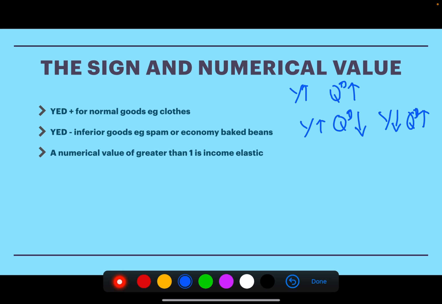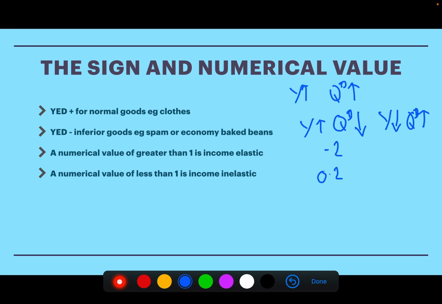All right, now if the numerical value is greater than 1, so that could be -2, it would be an inferior good, but the magnitude would be greater than 1. That would be income elastic. And if the numerical value is less than 1, so it might be 0.2, then that is called income inelastic. If you've got a high value for YED, so maybe 2 or 3, then that's known as a superior or a luxury good. However, if you've got a high value with a negative in front of it, the negative is telling you that it's an inferior good. So it can't be inferior and luxury because that just doesn't make sense. It must be a high positive to be classed as a luxury good or a superior good.